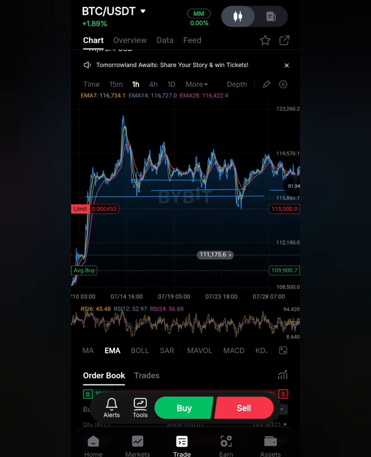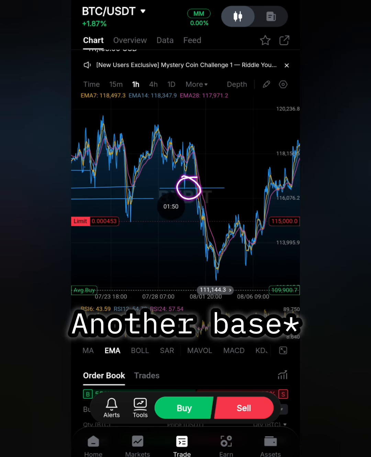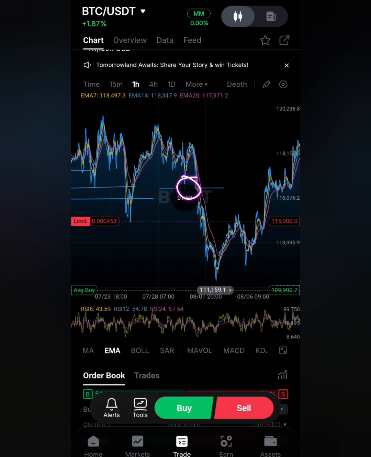And if you look at it, the first base we created, which is this one, broke through right here, and right here you could buy, and you could sell around here. Okay, so that's how this strategy works. We have the last base right here that I outlined. This base right here, you could see it broke through right here, and then it dropped down.